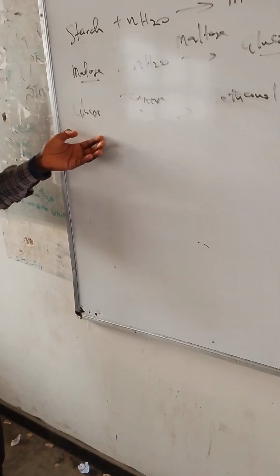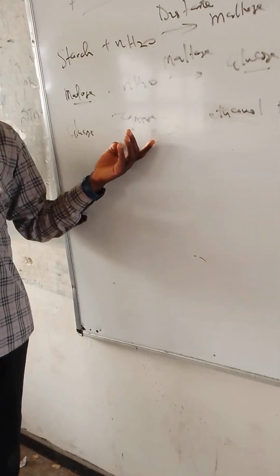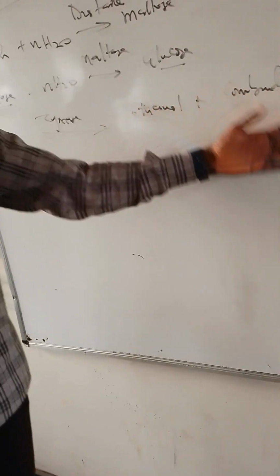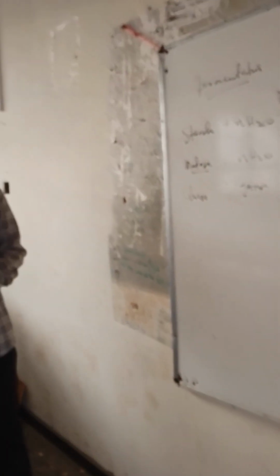Then glucose specifically will undergo the action of zymase under anaerobic condition, that's the absence of oxygen. We are going to form ethanol, and carbon dioxide will be produced. So let's now write the chemical equation of this.